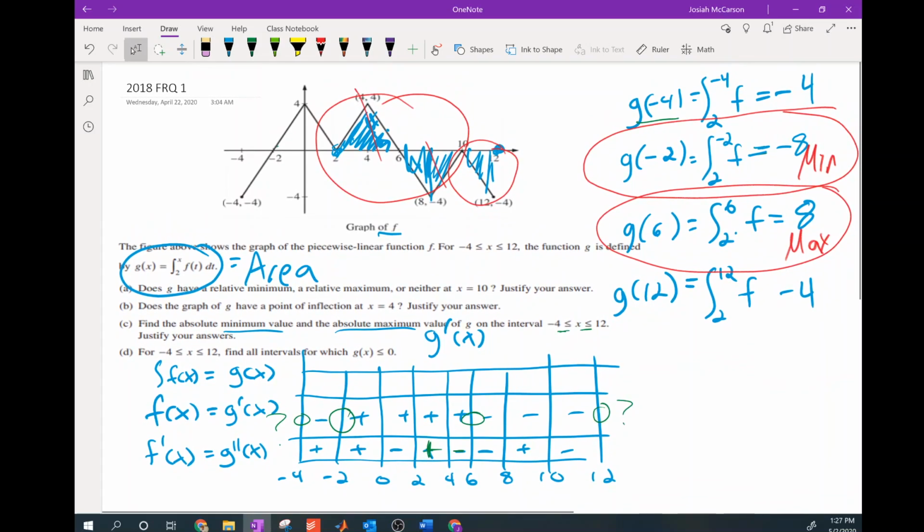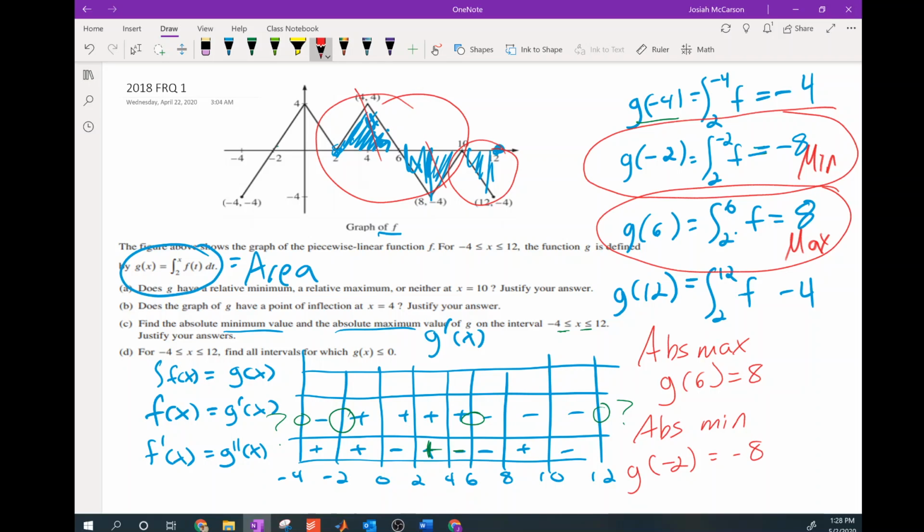So I have an absolute max in G of 6 equals 8, and an absolute min in G of -2 equals -8. And that's a good answer. That'll get you full credit for that part on the AP exam. Again, you can pause it here to look it over. If you have any questions, talk to me in the live chat, shoot me an email.